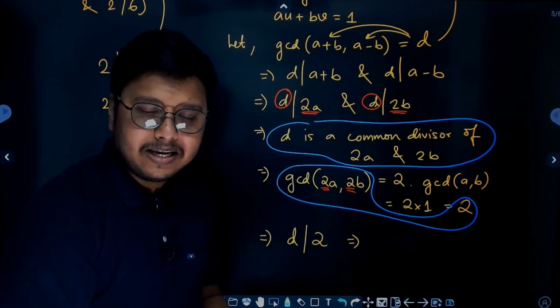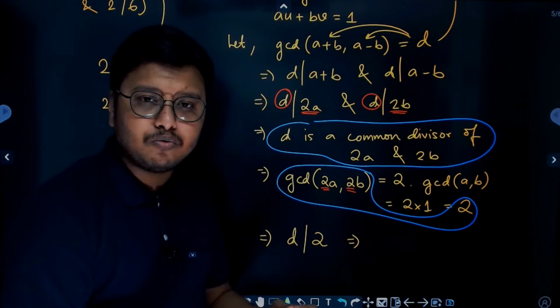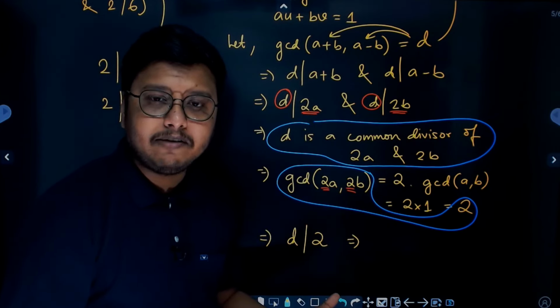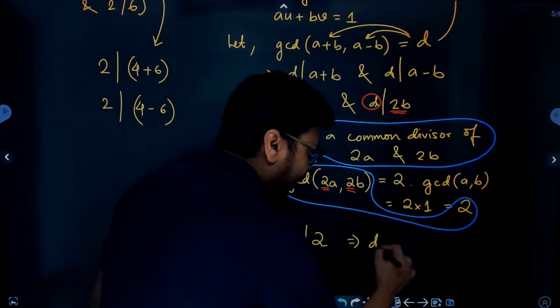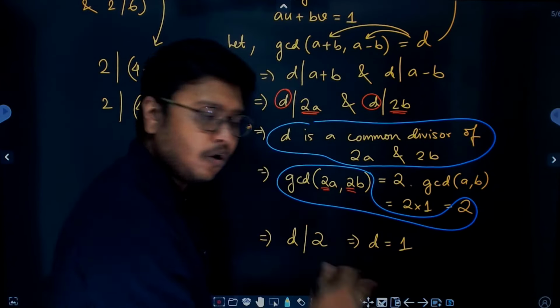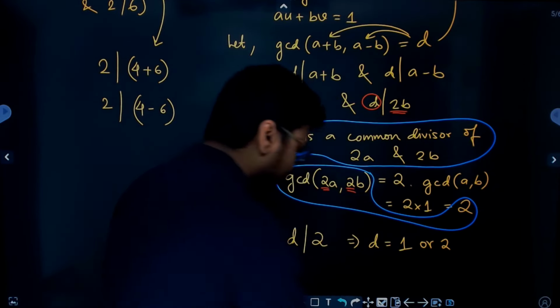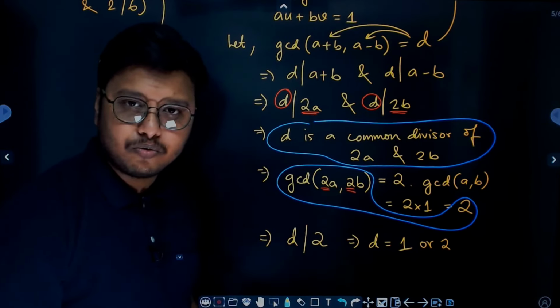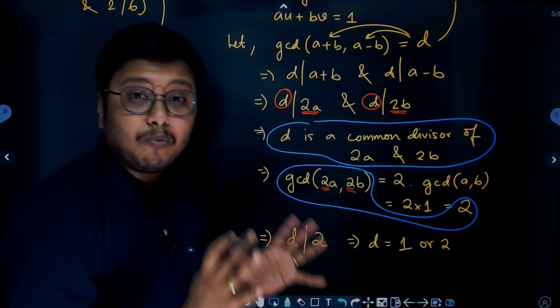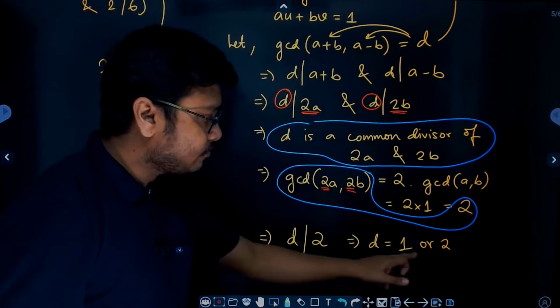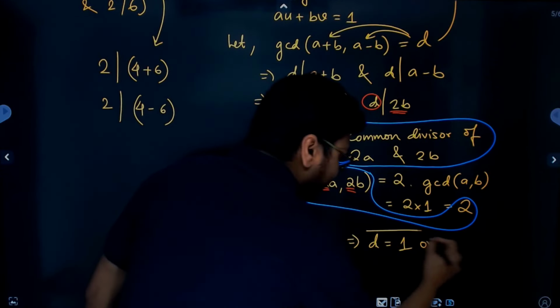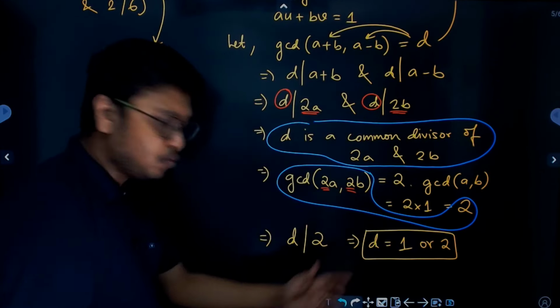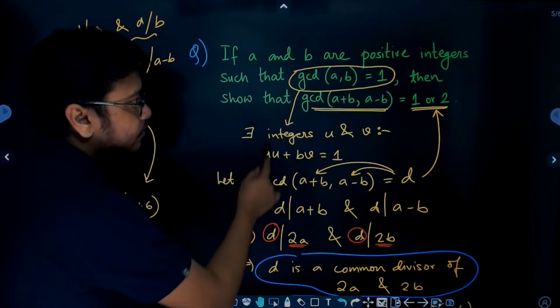Now what does that mean? D is an integer which divides 2. So what are the numbers that can divide 2? The numbers that can divide 2 are either 1 or 2 itself, right? 1 divides 2 and 2 itself divides 2, and there is no other positive number which divides 2. So that means D is either 1 or 2, and this is what we were trying to prove.